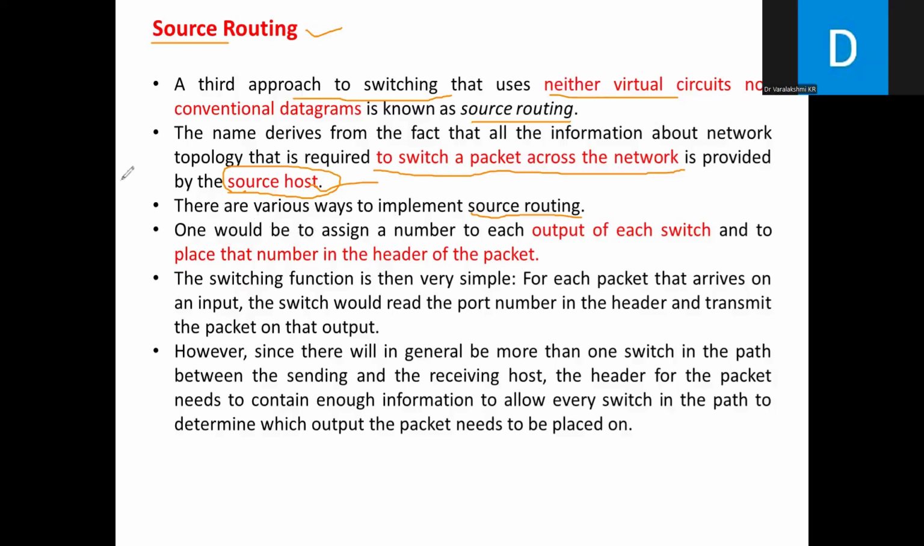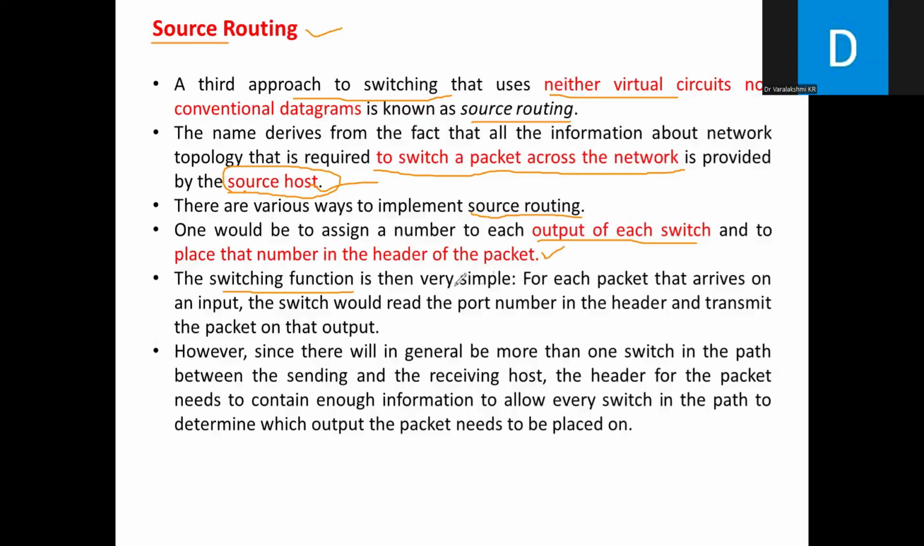One approach is assigning a number to each output of each switch. That number should be placed in the header of the packet. Here the number is not an address; the number is assigned for each output of the switch, and that number will be placed in the header of the packet. So here the switching function. Now, as we discussed for datagram and virtual switching, this switching function is very simple.